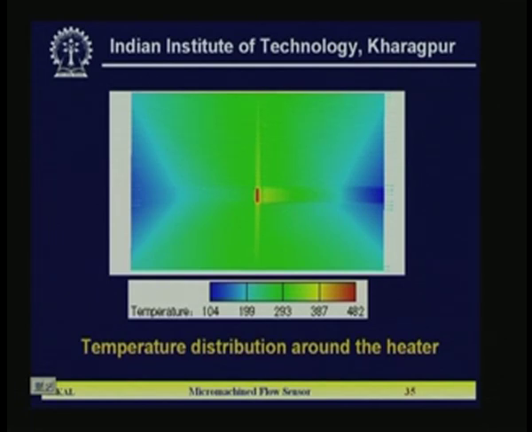So, these are some temperature distributions around the heater. The color chart is given from 104 degree centigrade to 482 degree centigrade. So, this is the heat distribution around the sensor. So, you have to choose a certain location where we will put the upstream and downstream resistances.